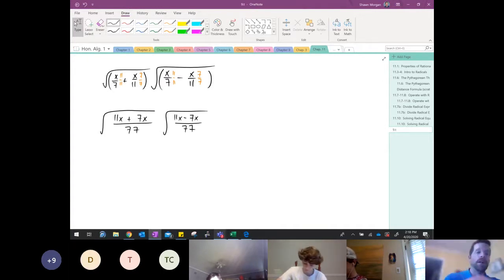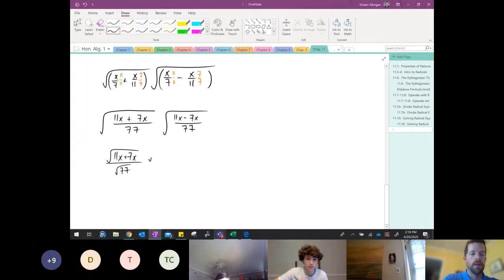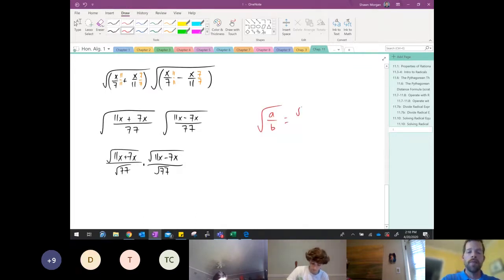Now, what do I notice? I notice that I'm multiplying a couple of things, so I'm going to split them back up now. Radical 77, 11x minus 7x over radical 77. So I can take the radical of the top and the bottom. That's a basic radical rule, right? Remember how we said if you've got the square root of a over b, that's just the square root of a over the square root of b.